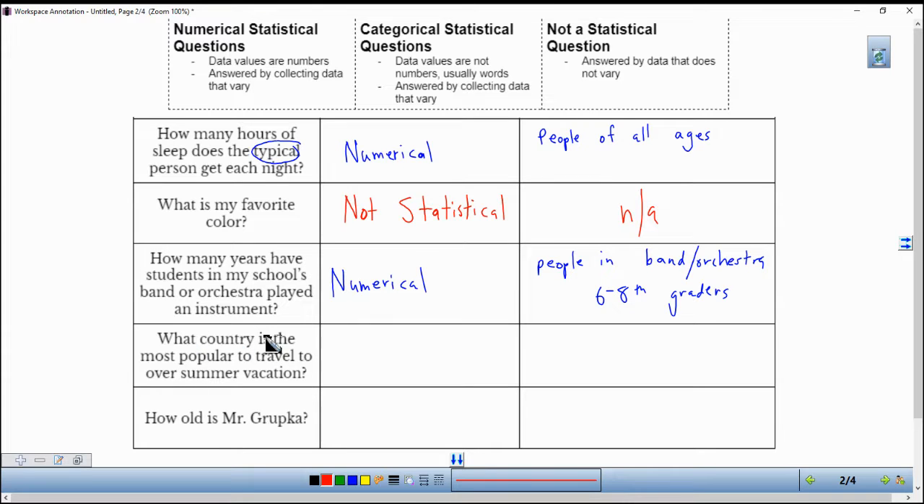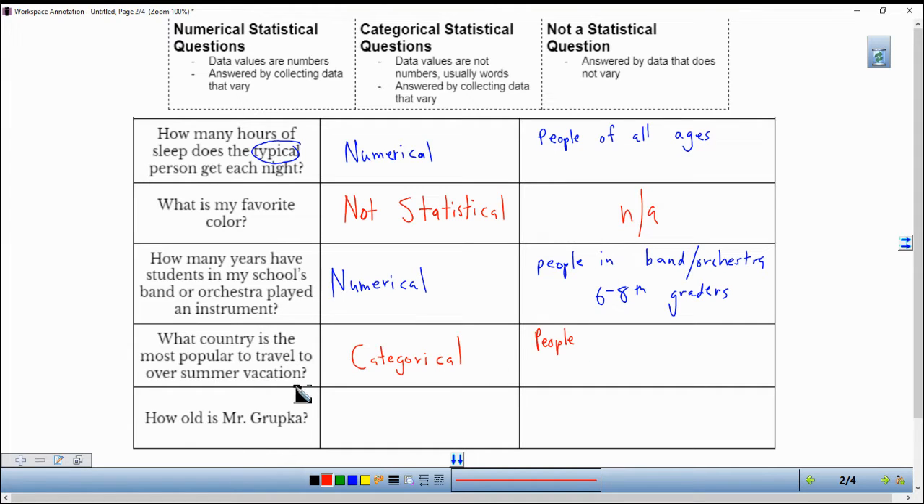All right, what country is the most popular to travel to over summer vacation? If I ask a bunch of different people, I'd get a bunch of different answers. This is going to be categorical because the answers that I get are going to be words. They're going to be country names and not numbers. So it's going to be categorical. And who would you ask? You'd probably, again, want to ask people of all ages.